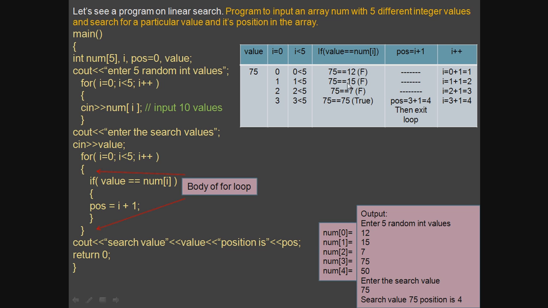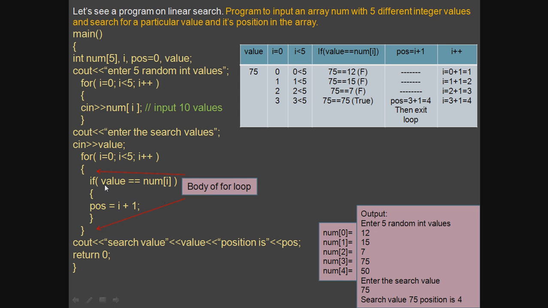So as you can see in the table, the position equals I plus 1 is not executed. This will keep on going till we get the value 75. That is, I becomes 3, right? So 3 is less than 5, which is true. Then in array element number 3, the value 75 is stored.